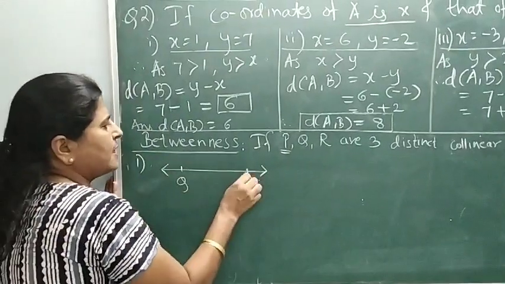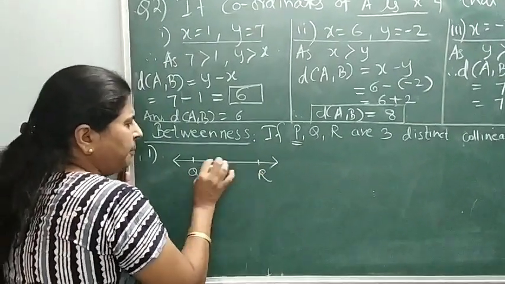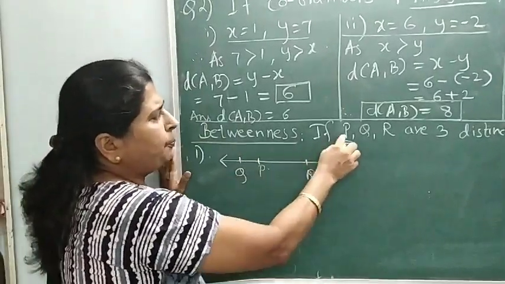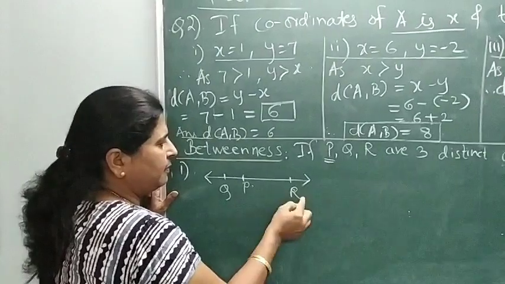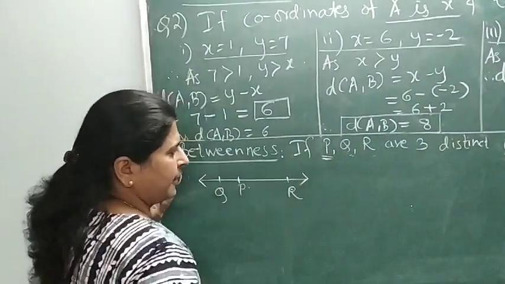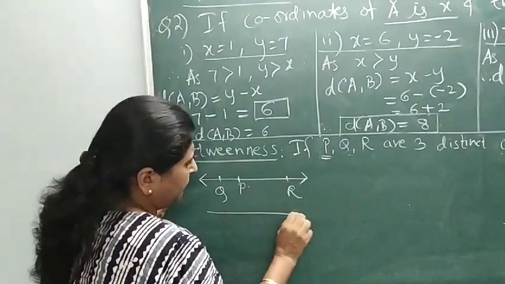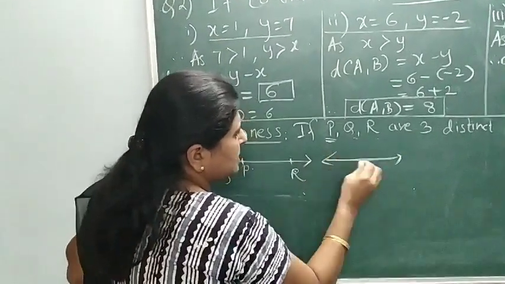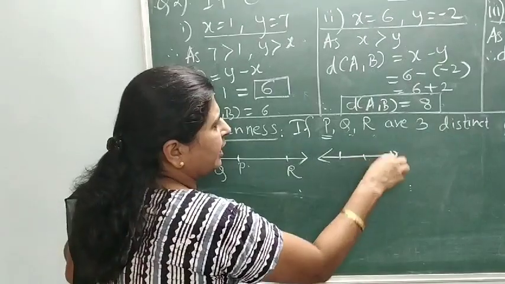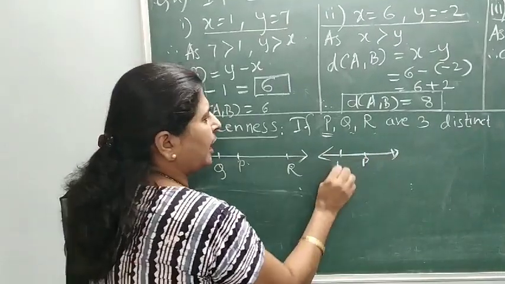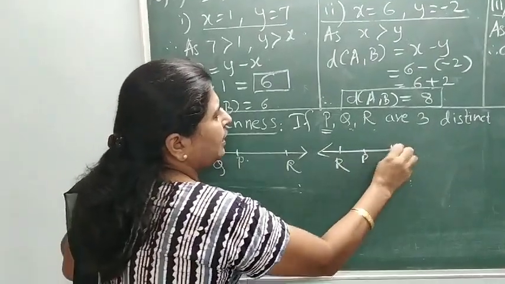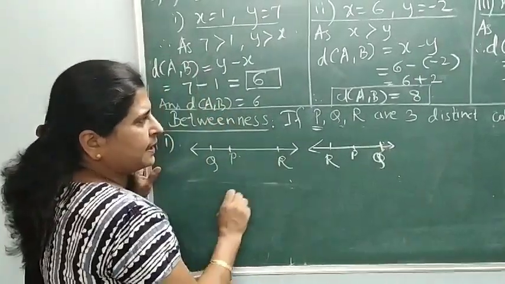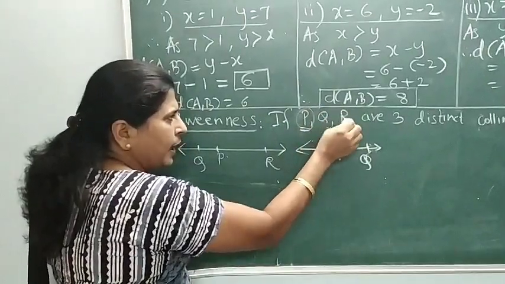So somewhere these points are Q and R, and in between somewhere is point P lying between them. So P can lie between the other two, Q and R. This can be like this also. I'll draw here: instead of Q it can be R here, and Q is here. So one possibility is that P is between Q and R.